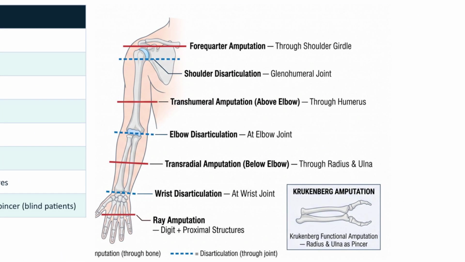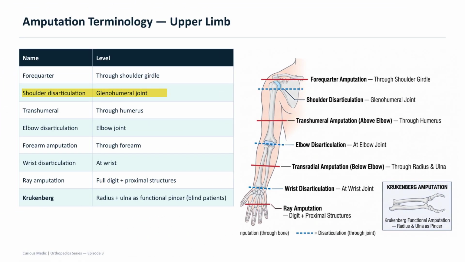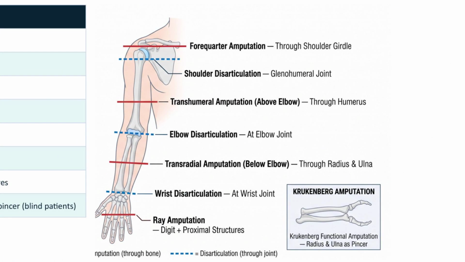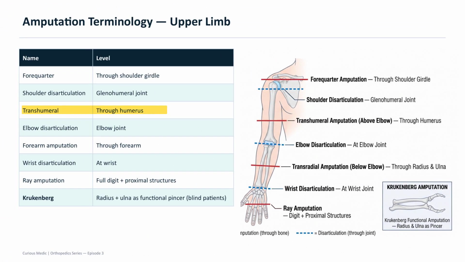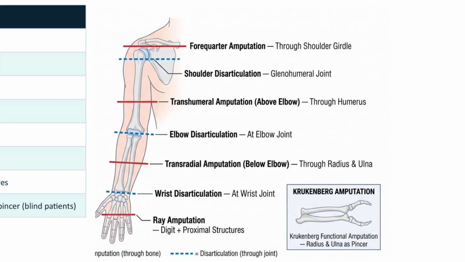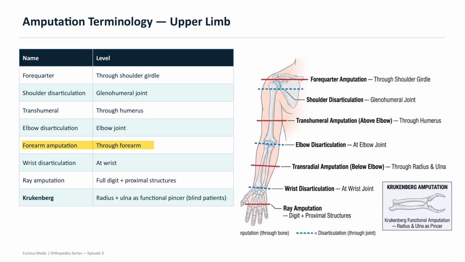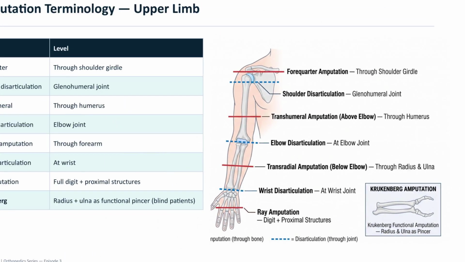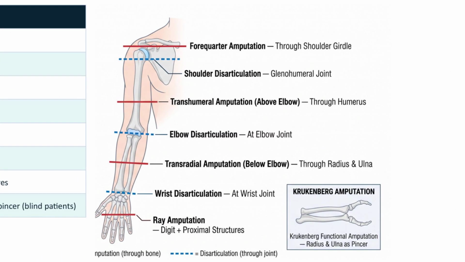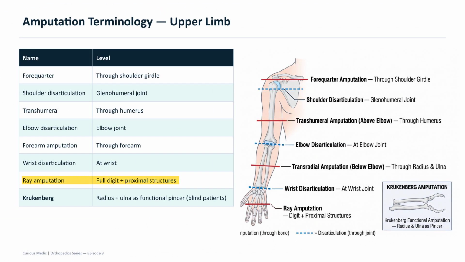Shoulder disarticulation is performed at the glenohumeral joint. Transhumeral amputation, also called mid-arm amputation, cuts through the shaft of the humerus. Elbow disarticulation is at the elbow joint. Forearm amputation goes through the bones of the forearm, the radius and ulna. Wrist disarticulation is at the wrist joint. Ray amputation removes a full digit along with all its proximal structures, the entire ray.